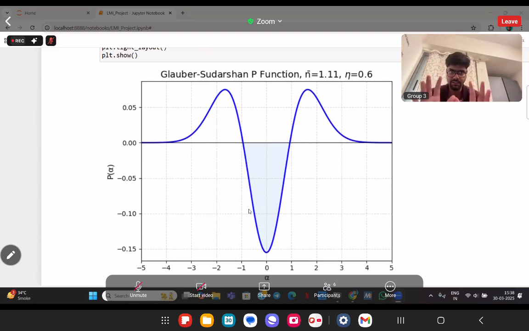So what's the big picture here? We can see that the SPAT's P function beautifully illustrates a deep principle. Quantumness isn't about mathematical singularities, but it's about the impossibility of classical interpretation. Even with a smooth distribution, the negative values tell us that we are seeing genuine quantum behavior. This is exactly what we have demonstrated in our experiment.